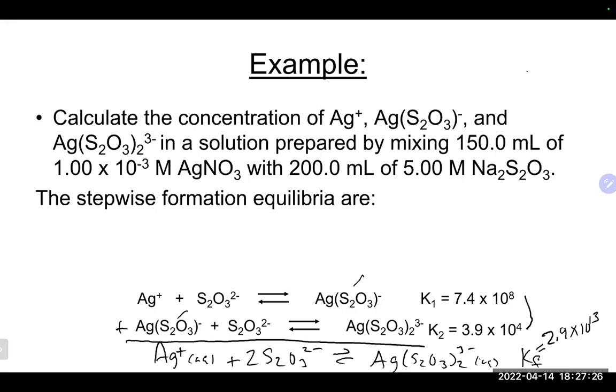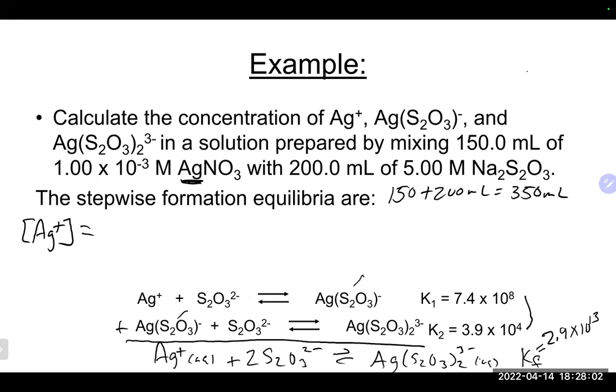The other important thing is obviously we need to do an ice table here. So we do need the concentration of each of those things in the mixture together. We are taking 150 milliliters and adding it to 200 milliliters, which gives us a total volume of 350 milliliters when we put it together. The only source of silver here is coming from silver nitrate, so we could get the concentration of silver by doing M1V1 equals M2V2 in this case.